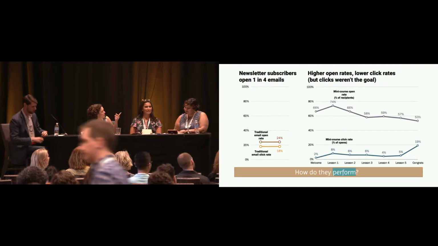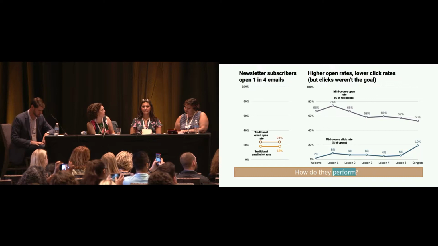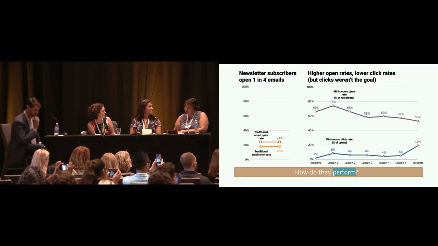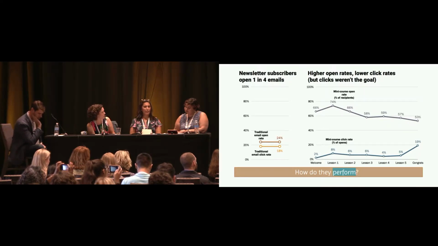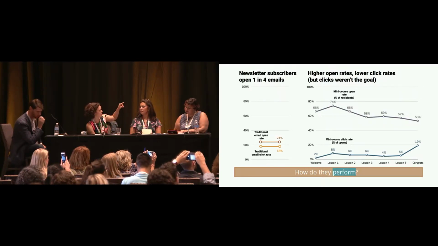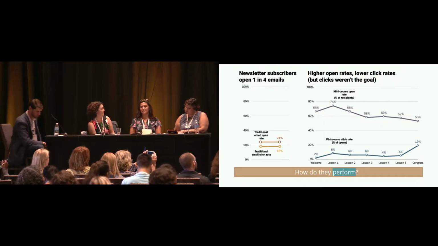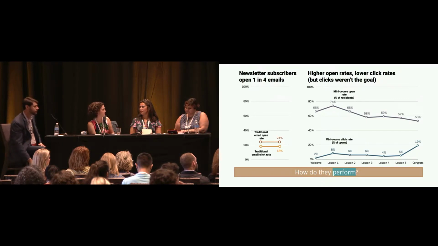So the chart on the left here, the newsletter subscribers, that's just for nonprofits overall. So typical open rates for nonprofits are about 1 in 4, 24% open. And you can see the chart on the right here shows the open rates by lesson. And so you can see that they're significantly higher than what you see for a typical newsletter. Click rates were lower, but as we said earlier, that's really not the goal. So we were kind of blown away by this.